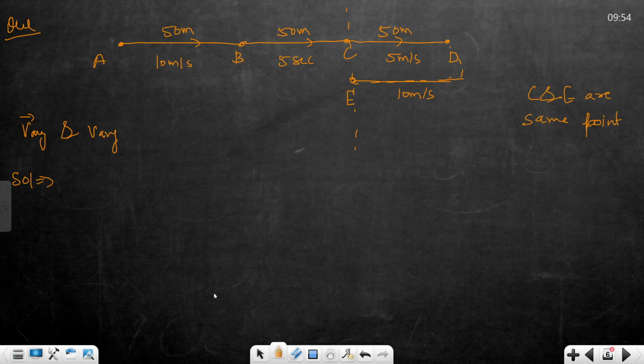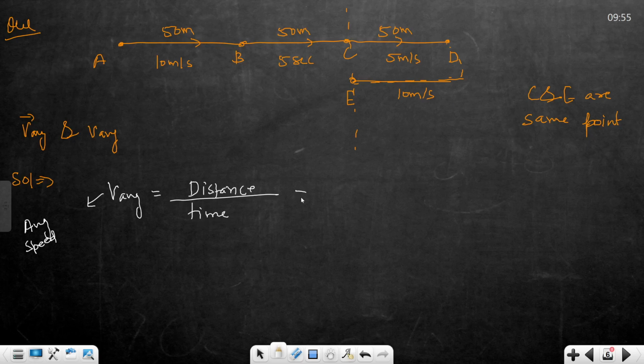So, first, what do you want to calculate first? Average speed or average velocity? Average speed. Average speed is equal to distance by time. So that is equal to 50 plus 50 plus 50 plus 50, again plus 50. 4 times we will add the 50.